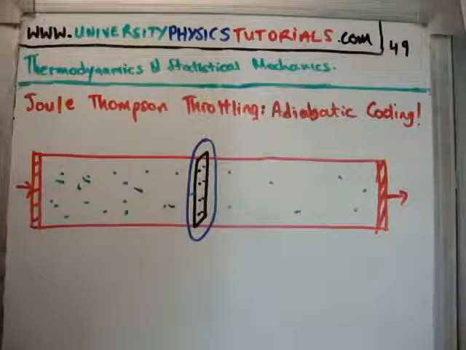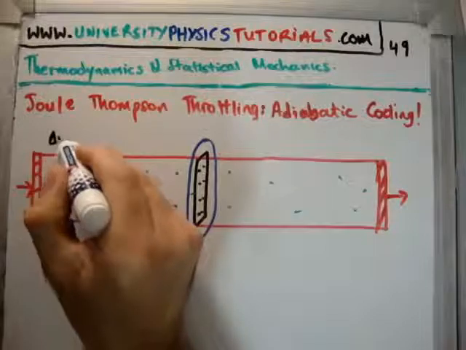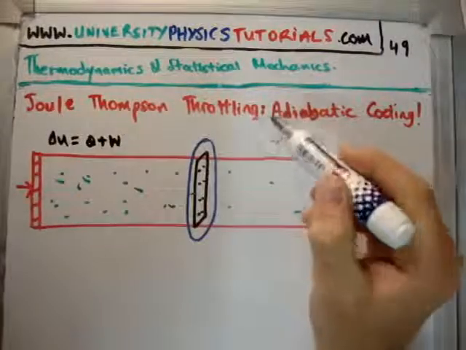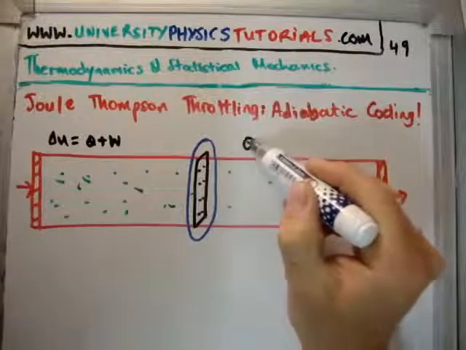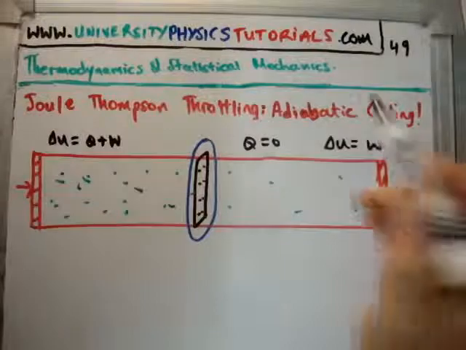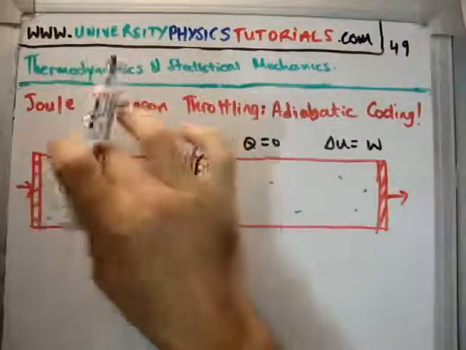So let's look at the first law. The first law says that the change in internal energy is Q plus W. But we're talking about an adiabatic process, so Q is equal to 0, and then delta U is equal to the work done. This is the change in the internal energy.